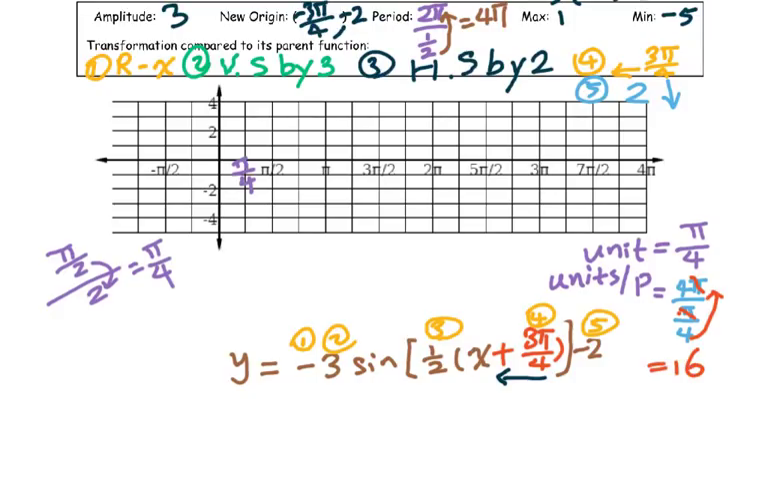Therefore, we will figure out that new origin, negative 3 pi over 4. Where can you find that negative 3 pi over 4? Each one is pi over 4. So we got here, that will be 2 pi over 4. This will be 3 pi over 4. That means 3 units will be 3 pi over 4. Therefore, negative 3 pi over 4, negative 2 will be here. Then we draw a dotted line.